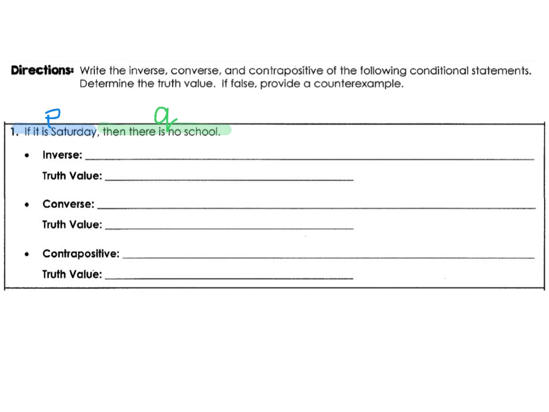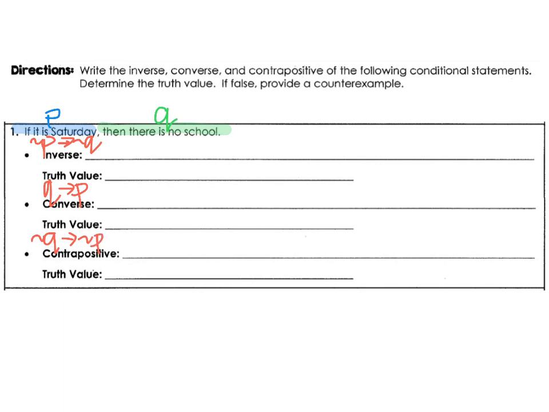Now what we want to do is remember what is the symbolic form for inverse, converse, and contrapositive. Look back at your notes right above. For inverse, it's if not P, then not Q, because we are negating both P and Q. For converse, we switch them, so we say if Q, then P. And for contrapositive, both negating and switching, it would be if not Q, then not P.